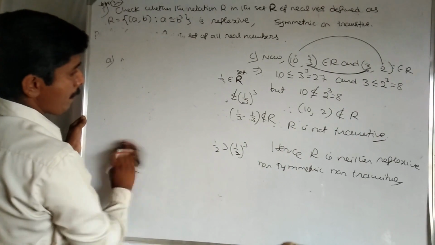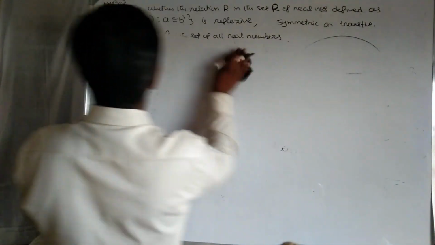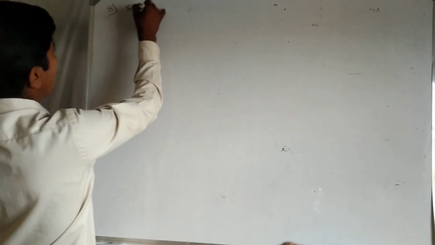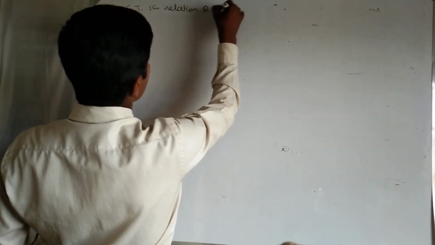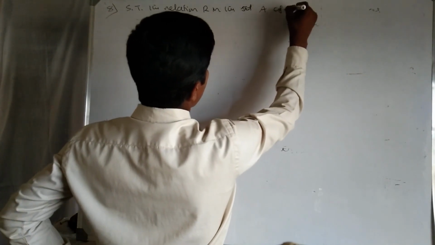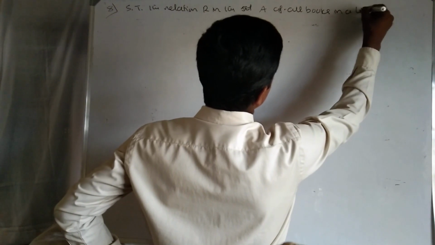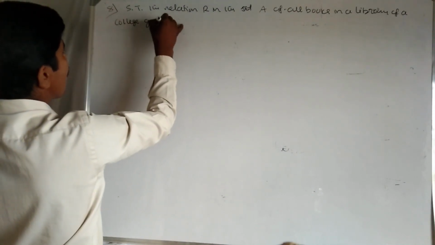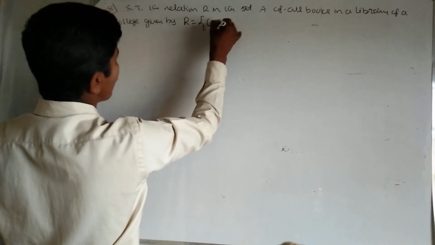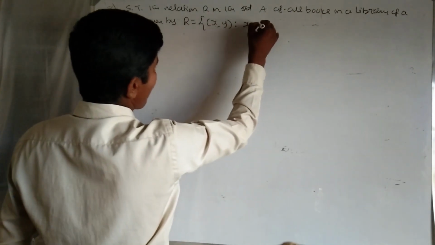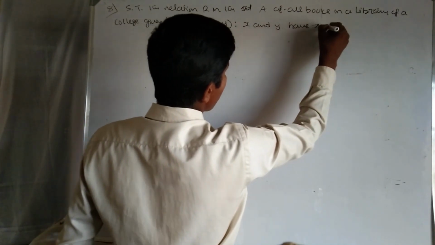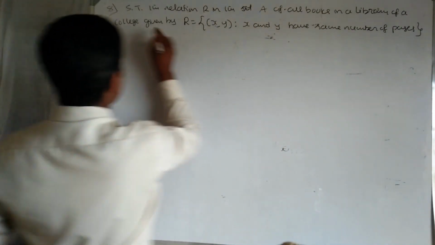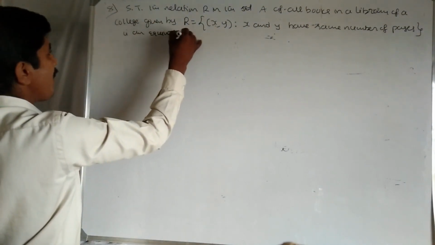Next one. So next, 8th problem. Show that the relation R in the set A of all books in a library of a college, given by R equal to {(x, y) such that x and y have the same number of pages}, is an equivalence relation.